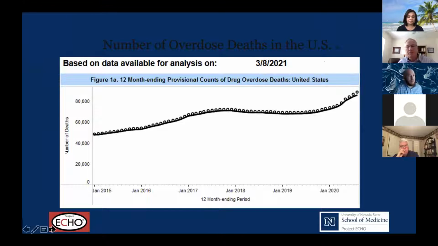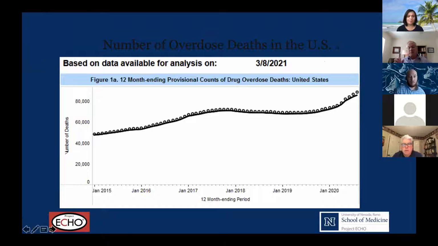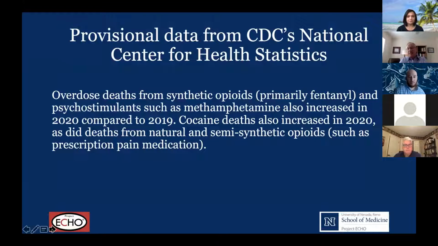Another chart. It's into 2021. Go ahead. It's just showing overdose deaths. Now, go ahead, next slide. That was March 8th, 2021, just showing that the trajectory is still going up. Overdose deaths from synthetic opioids, primarily fentanyl, and psychostimulants such as methamphetamine also increased in 2020 compared to 2019. Cocaine is making a comeback, and natural and semi-synthetic opioids, such as pain prescription medications, are all on the rise.